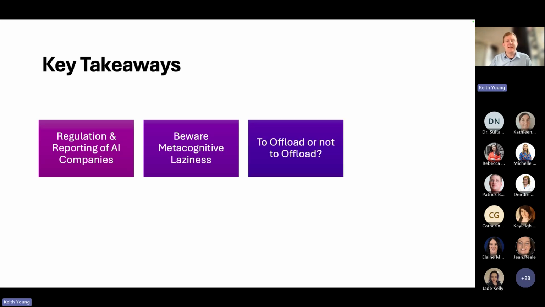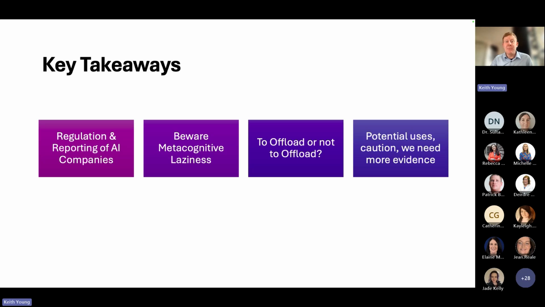And that relates exactly to the idea of whether or not we should opt to offload specific tasks to these models. There are potential uses, but we need to be cautious. We need more evidence from that standpoint. But I don't accept the idea that it's a foregone conclusion that the only outcome that can result from generative AI is negative in respect of learning. The evidence doesn't bear that out.